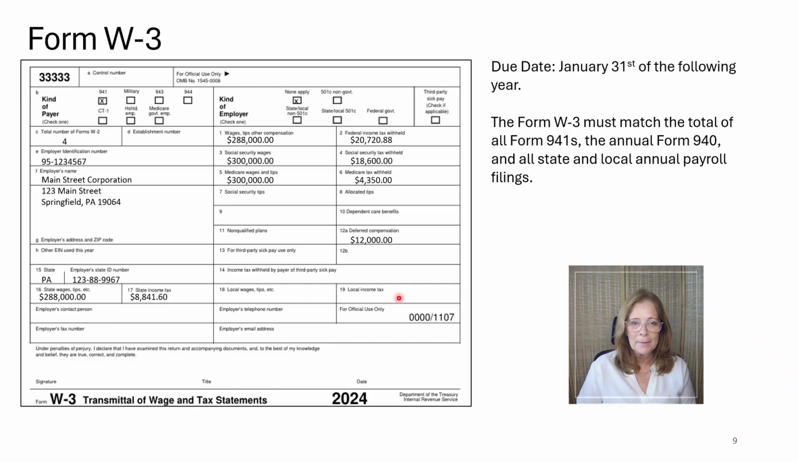In the last two rows of the form, the company fills in the employer's contact person as well as the phone number, fax number, and email address. The form must be signed and dated by an authorized individual and then submitted to the Social Security Administration.